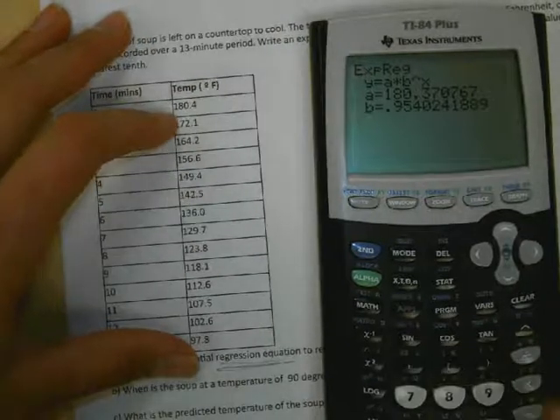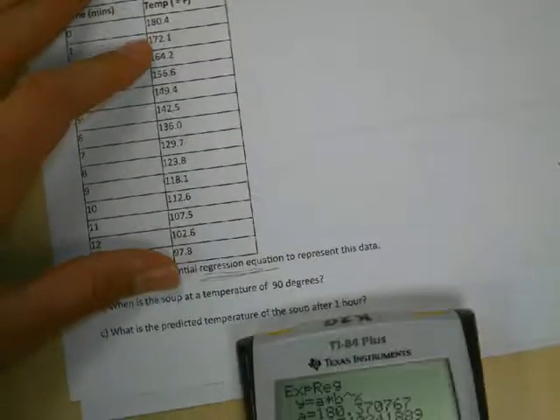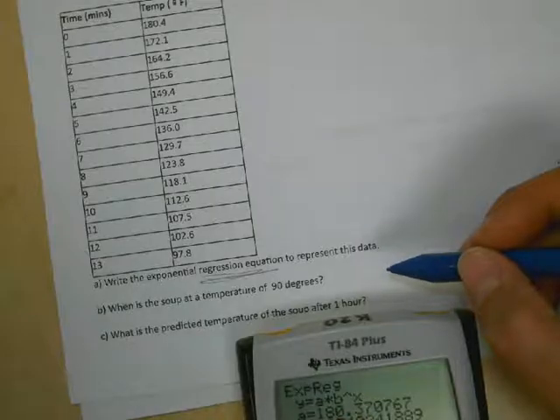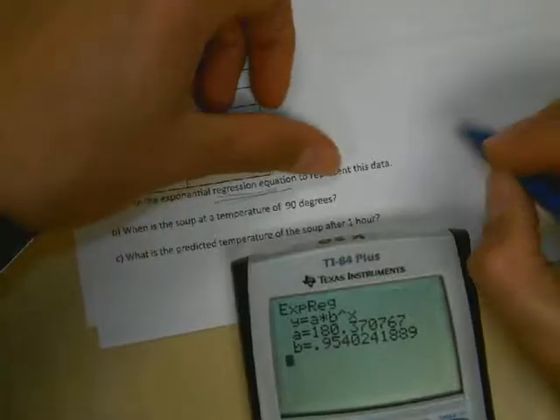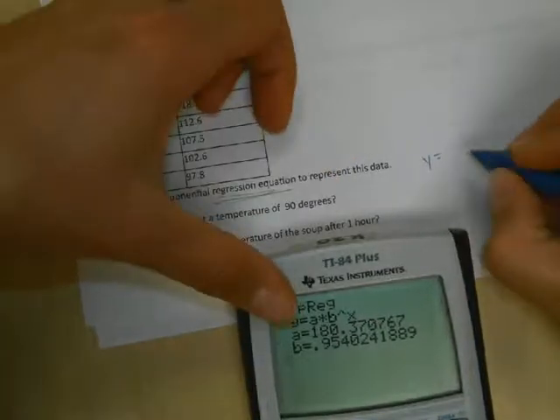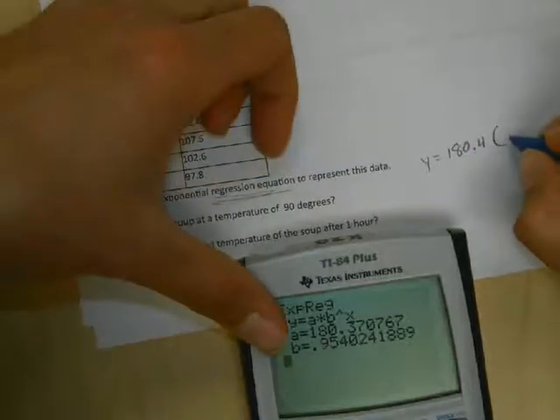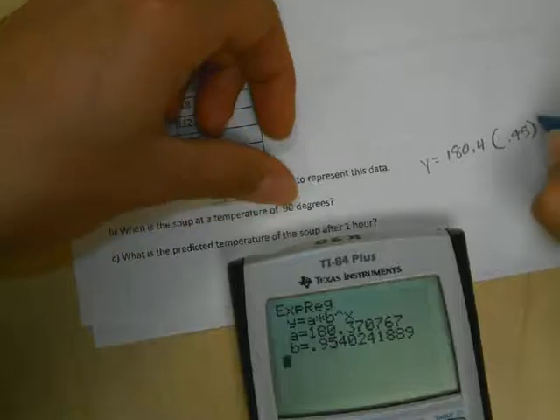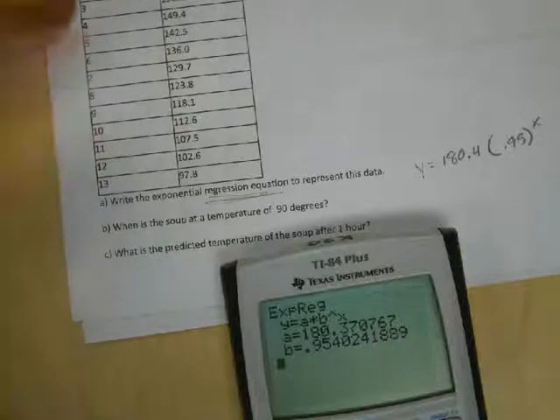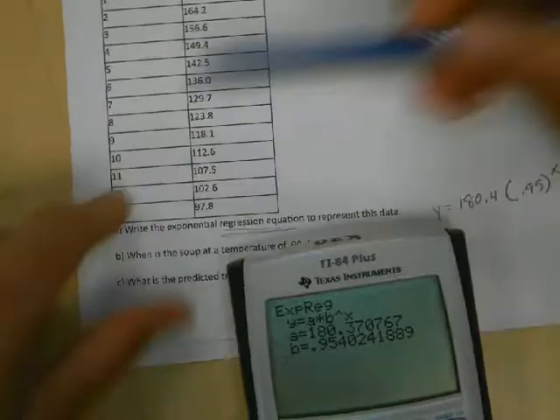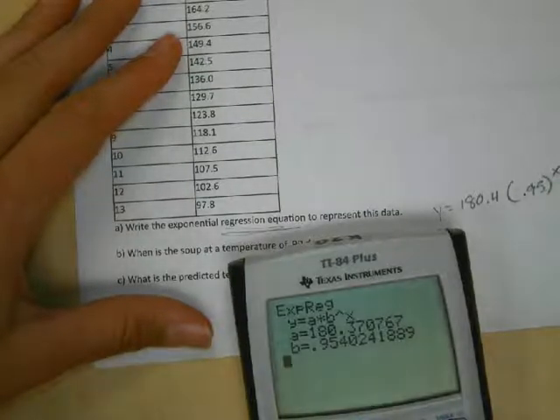So there's my regression equation, right? And they tell me even where to put it. A is going to be the 180.4. The B value is going to be the 0.95. So I'm going to use that. All right, so I've got y is equal to, plug those in, 180.4 times b, which is 0.95, to the x power. All right, so there's my regression equation. Okay, and so whenever I do that, even if these numbers weren't in perfect sequential order, I would still get a nice, pretty exponential equation that represents it.